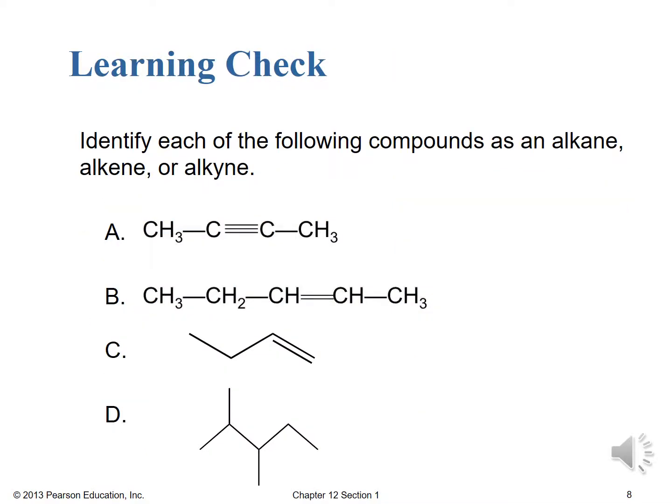Let's pause here for a learning check. Make sure that you're getting these distinctions between alkane, alkene, and alkyne down. On this learning check, you're just going to identify each of these structures as either an alkane, an alkene, or an alkyne. Pause the video here while you make those assignments. Once you've decided which class each of these 4 structures belongs in, then start the video back up and we'll see how you did.